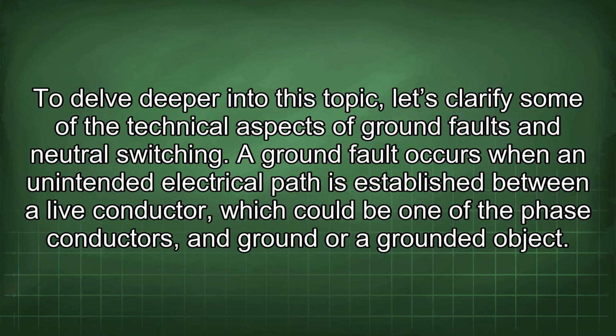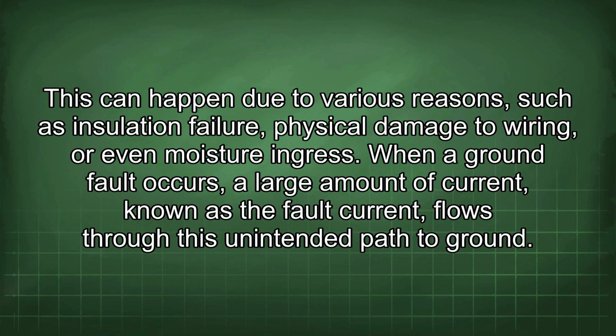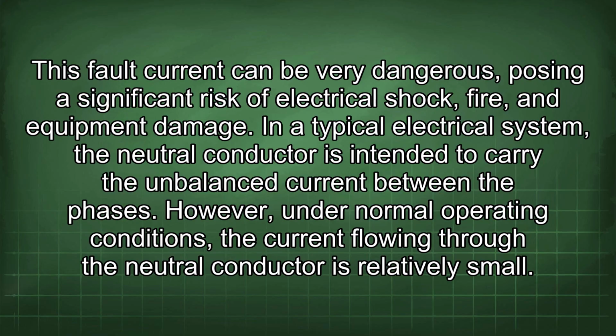A ground fault occurs when an unintended electrical path is established between a live conductor, which could be one of the phase conductors, and ground or a grounded object. This can happen due to various reasons such as insulation failure, physical damage to wiring, or even moisture ingress. When a ground fault occurs, a large amount of current, known as the fault current, flows through this unintended path to ground. This fault current can be very dangerous, posing a significant risk of electrical shock, fire, and equipment damage.